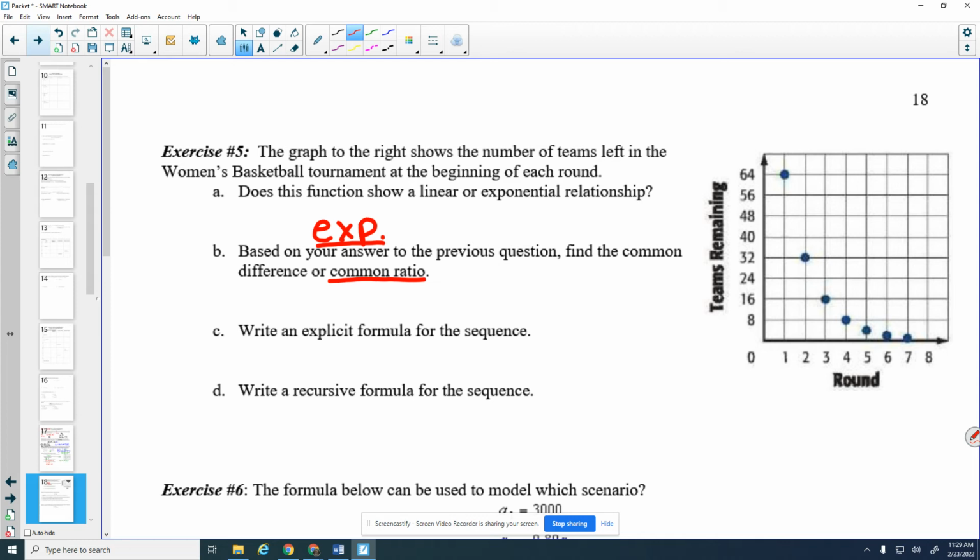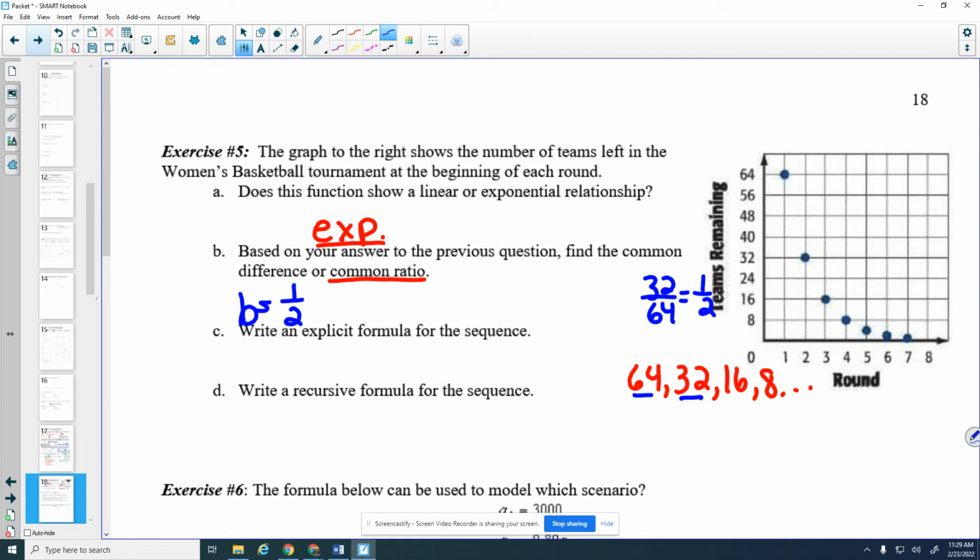Now, I kind of just said it's a half, right? And that's how we know the tournament works. But if I'm going to list out those values, 64, 32, 16, 8, and so on, I can see if I take the second thing divided by the first thing, 32 divided by 64, I do get 1/2 or 0.5, and that would continue if I worked on the line. So my common ratio is 1/2.